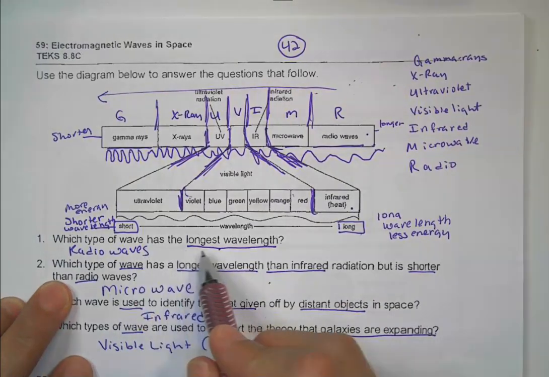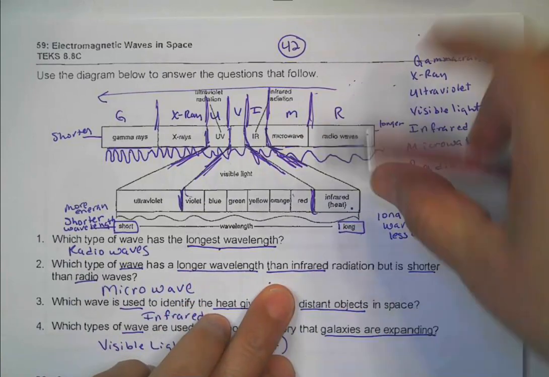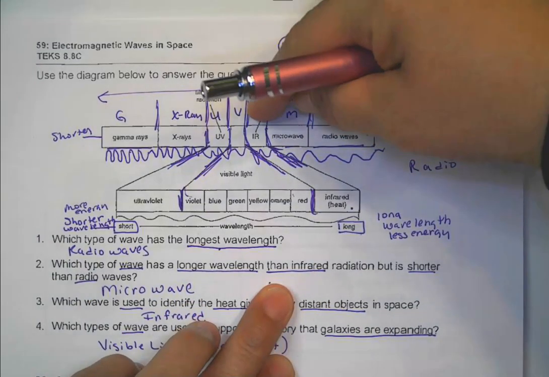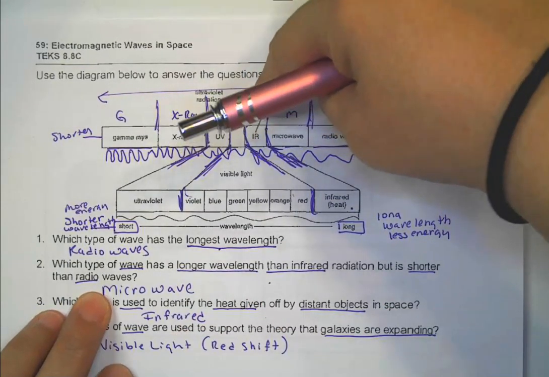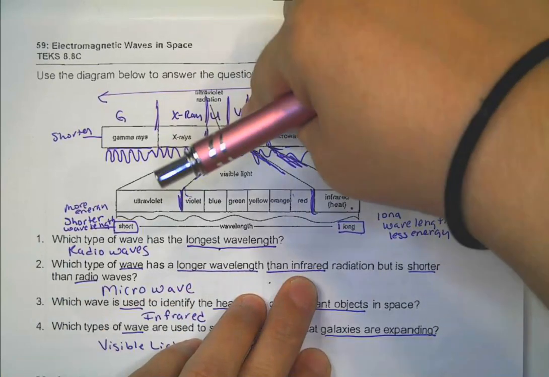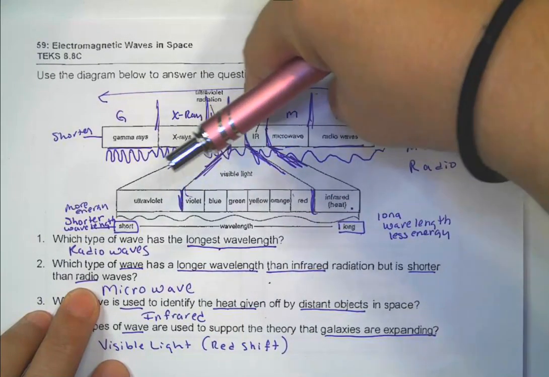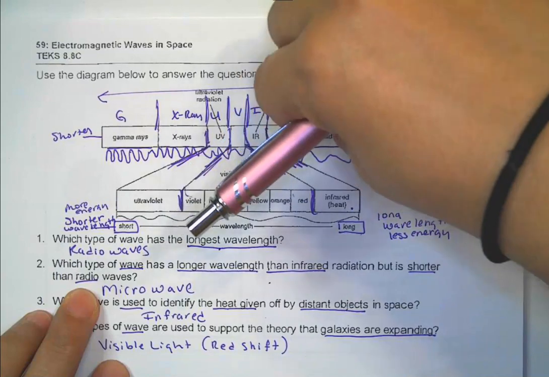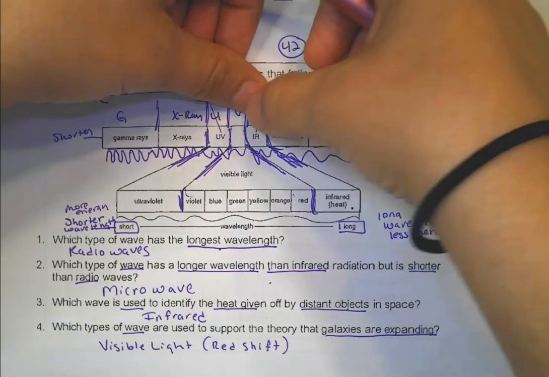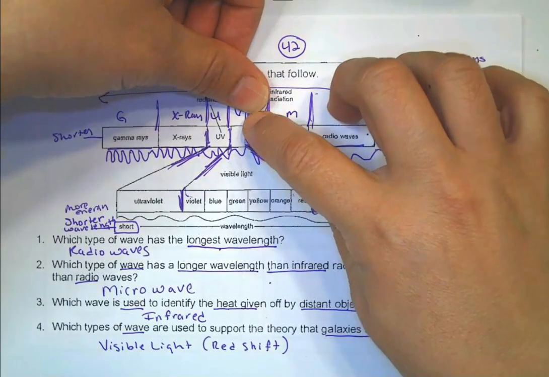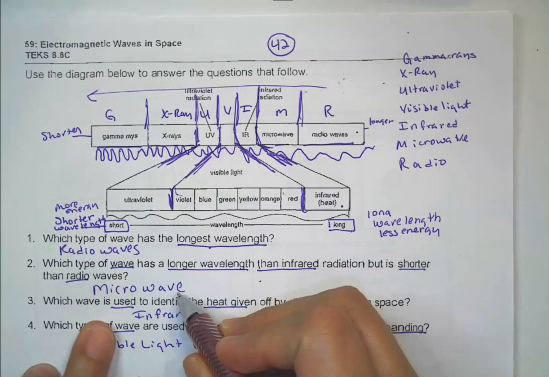Then it says right here, which type, so we already said that radio waves. Which type of wave has longer wavelength than infrared? So here's infrared. I want longer than this one, but shorter than microwave. So I want longer than infrared. Okay, so it's going to be coming this way, but shorter than radio waves. So longer than this one, but shorter than this one. So I'm going to end up with microwave. This one here in the middle. Okay, longer than this one, but shorter than radio wave. So that's going to be microwave. So I already put it right there.